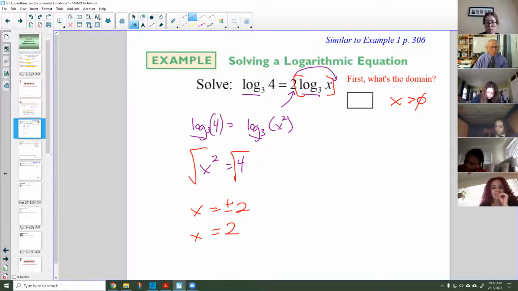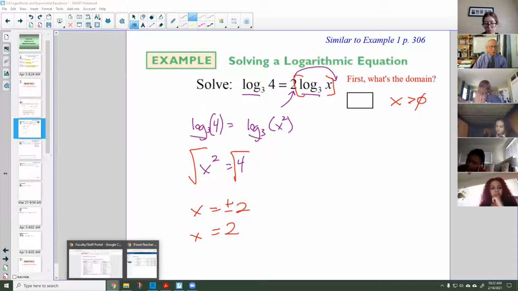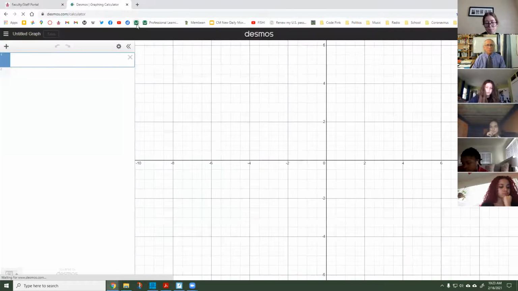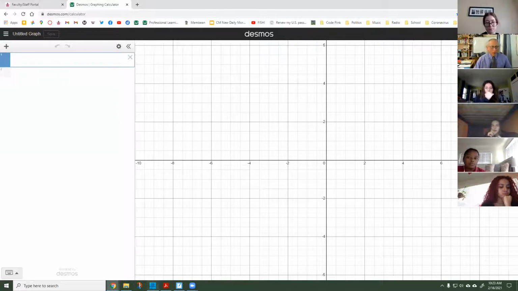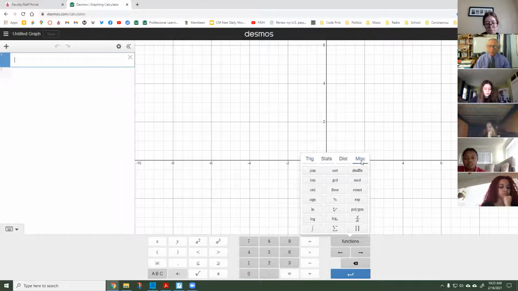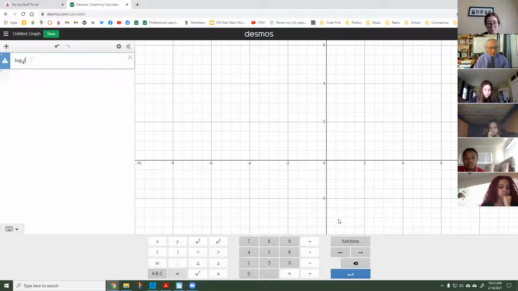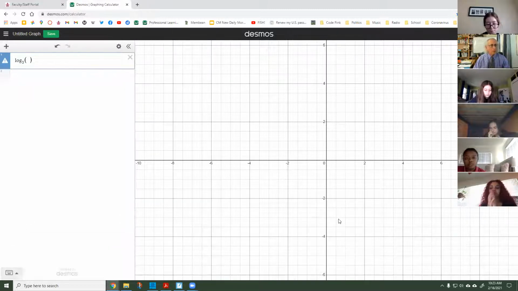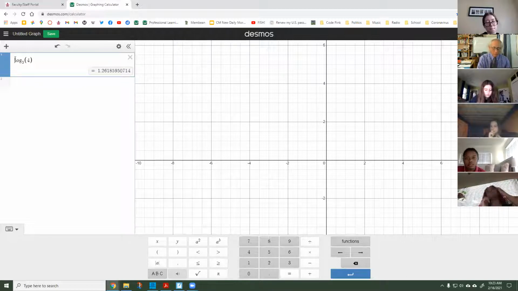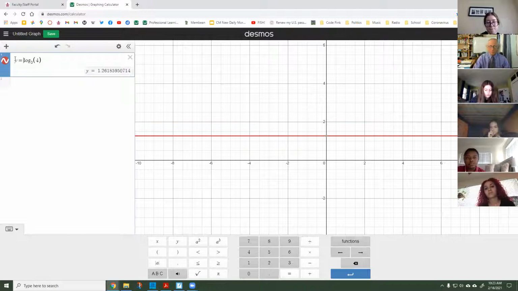Let's just take a look at how we might check that problem. So let's do this here. Okay, so I had functions, miscellaneous, log base 3 of 4. I'm going to say y equals this, y equals that. So I have that line right there.